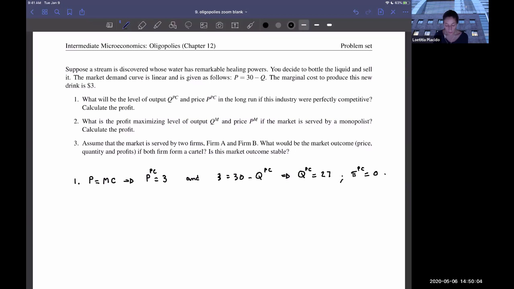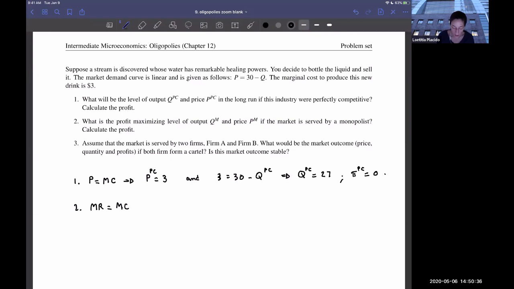So now let's move to question 2. Question 2 is, what is the profit maximizing level of output QM and price PM if the market is served by a monopolist? Okay, so we know how to solve this question. Assume the market is served by the monopolist. Well, it's going to set optimal quantity such that marginal revenue equals marginal cost.